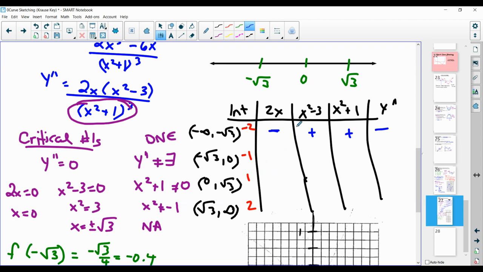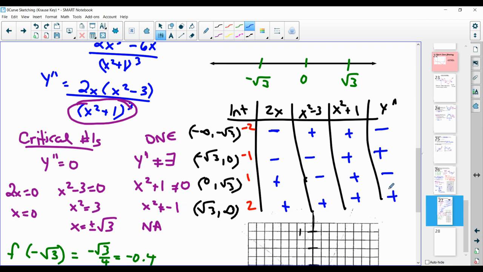Now, when we plug in here, we would have a negative value and a positive value. Two negatives times a negative times a negative is positive, times a positive is positive. And then we have a positive, a negative, and a positive. So we have an odd number of negatives, so that's negative. And then the last one is positive, positive, positive, and positive.